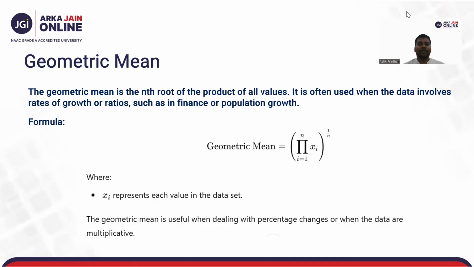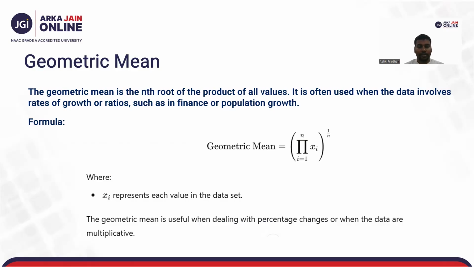The next measure is called the geometric mean. This mean is the nth root of the product of all values, and it is often used when the data involves a rate of growth or ratio, such as in finance or population growth. In these types of cases, generally the geometric mean is used.